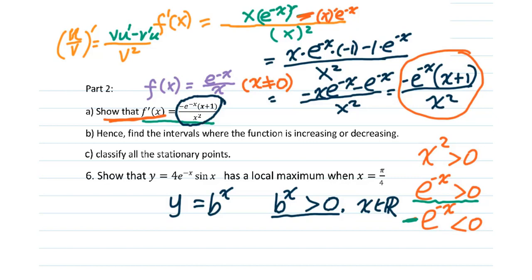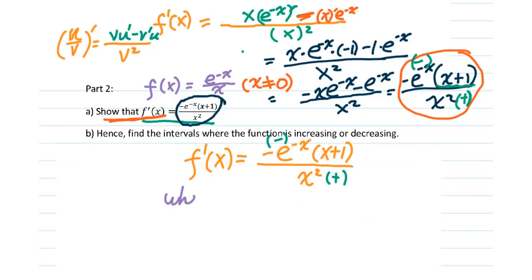Let's go back to x squared. This will be always positive. And for this part, it will be negative. Then we need to check here, x plus 1. When x plus 1 is greater than 0, you could say the f prime of x will be less than 0. So you solve x plus 1 greater than 0. Then you will get x greater than negative 1. So that you could say this graph is decreasing.